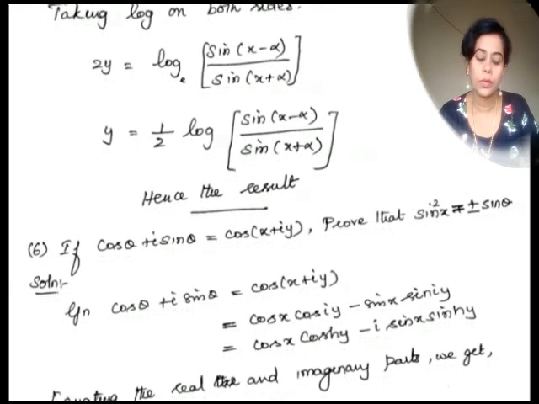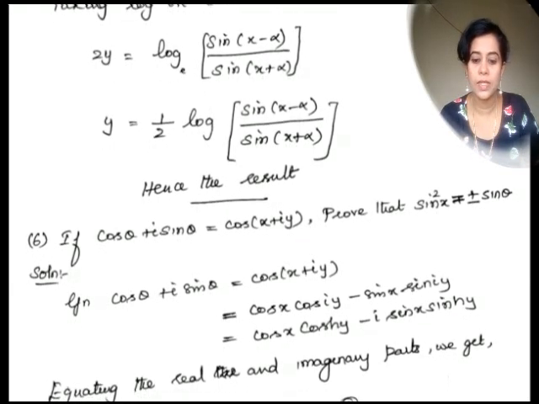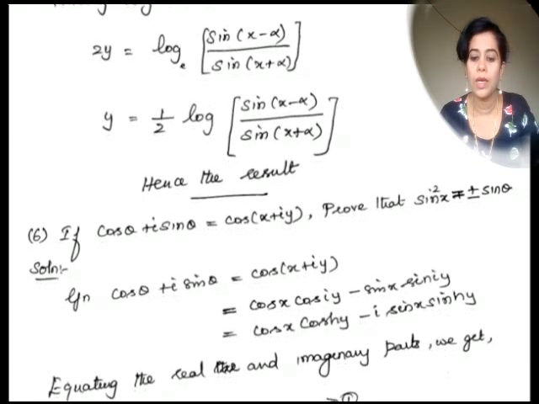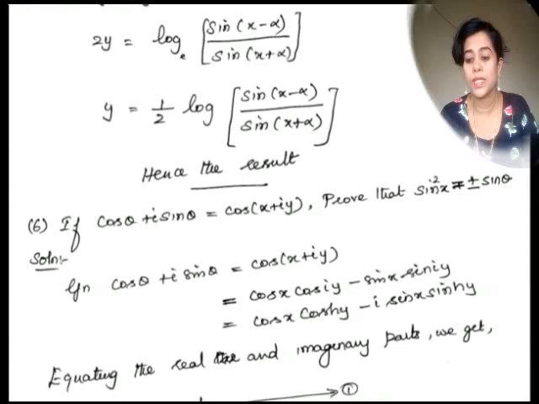So next, let's go to the sixth problem. If cos theta plus i sin theta is equal to cos of x plus iy, then prove that sin squared x is equal to plus or minus sin theta.